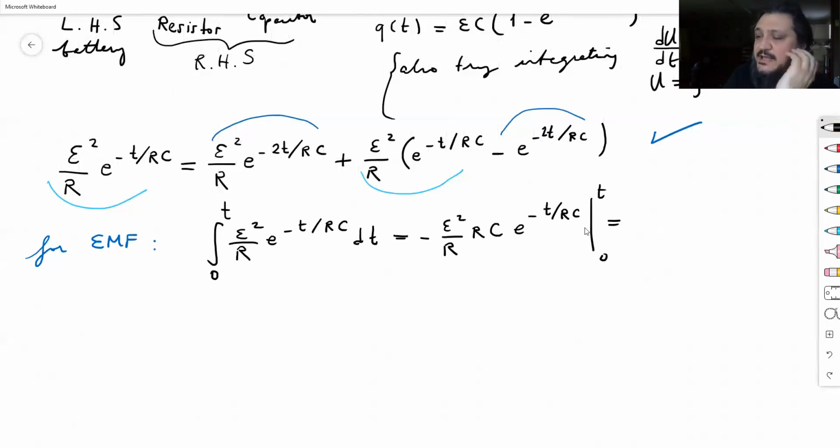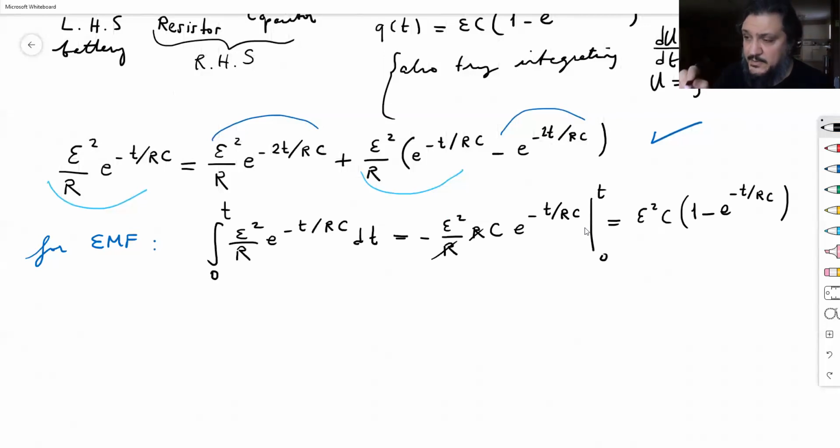Okay, e to the 0, the second term, is 1. That's minus. There's another minus here, so let's get rid of that minus sign. And this R cancels as well. So we get E squared C times 1, that's the e to the 0 term, minus the upper limit, e to the power negative t over RC. Okay, so this is the energy you get from the battery. You lose exactly that much energy from the battery.